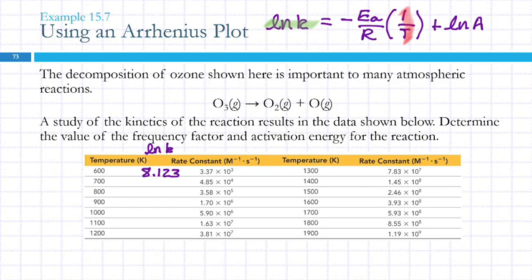For X, we need to know what 1 over the temperature in kelvins is. So for 600, that's 1 divided by 600. So that's going to be 0.00167. So I'm doing some math on my data, and then I'm graphing those numbers that I get. Any questions about that?